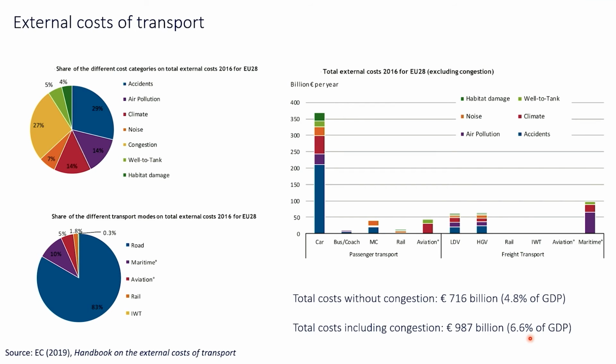And if we include congestion, we come to 6.6 or 7%. If we analyze all the various impacts, overall accidents take the lion's share, almost 30%, followed by traffic congestion, air pollution, and climate change. Over 80% of the costs is due to road transport.